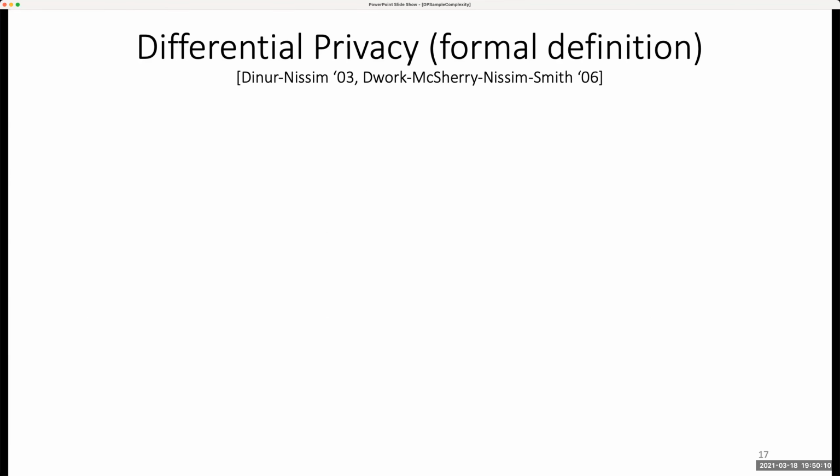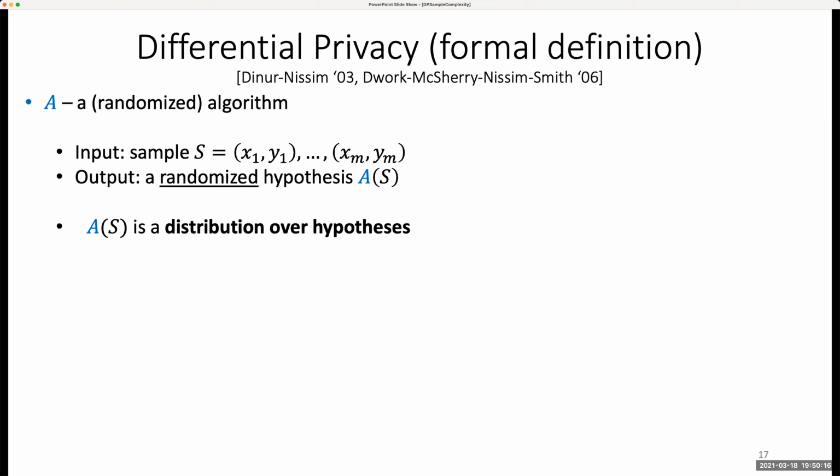Okay, so what is a differentially private algorithm? With this notation, we can define it. First of all, it has to be a randomized algorithm, otherwise it becomes trivial. In this context, we talk about algorithms that operate on samples. They get samples as input, and they output a hypothesis, A of S. Now, since the algorithm is randomized, for every fixed sample S, A of S is actually not just one hypothesis, but a distribution over hypotheses. The distribution depends on the internal randomness of the algorithm.